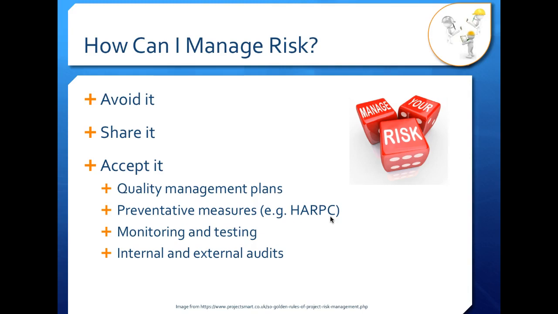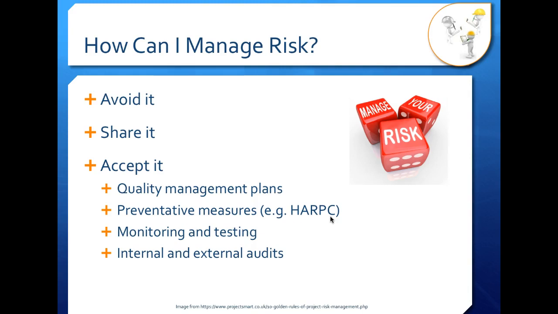Another thing we can do if we know we're going to have risk in there is monitoring and testing. So that's your QA department. They are looking for things that go wrong. And through that monitoring and through the testing, we can catch the risk as it occurs, so we can do an immediate corrective action and we don't release unsafe product to the public.